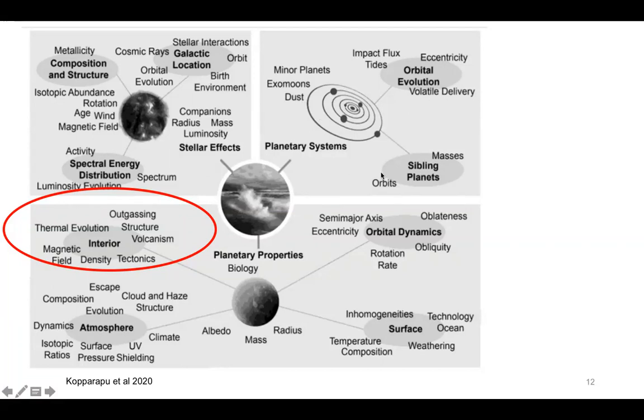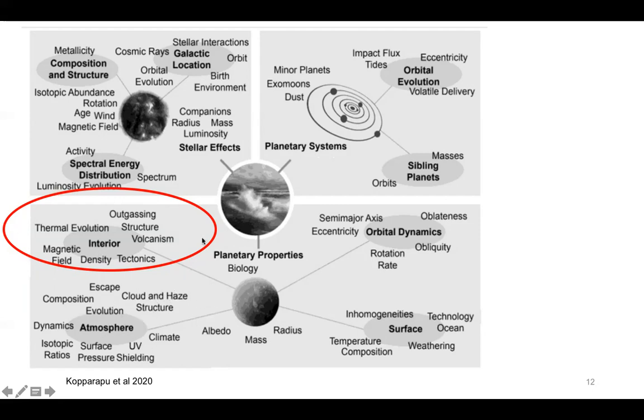Then there are the orbital characteristics of the planetary system as a whole. And then there are the individual planetary properties, whether it's the orbital dynamics, what's the semi-major axis, the eccentricity, and those sorts of things. What's the surface like? What is the surface temperature? And what's the albedo of the surface? What is the atmosphere like? What is the composition? What is the cloud structure? And all those sorts of properties.